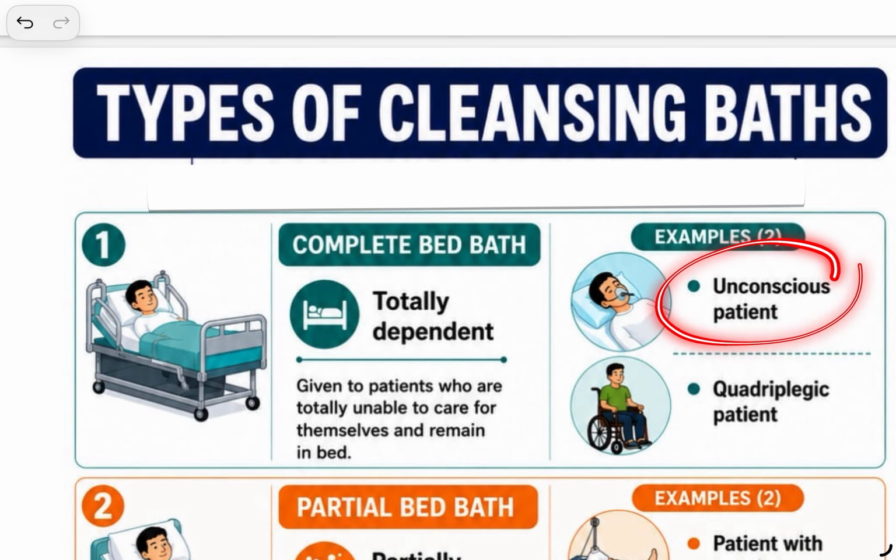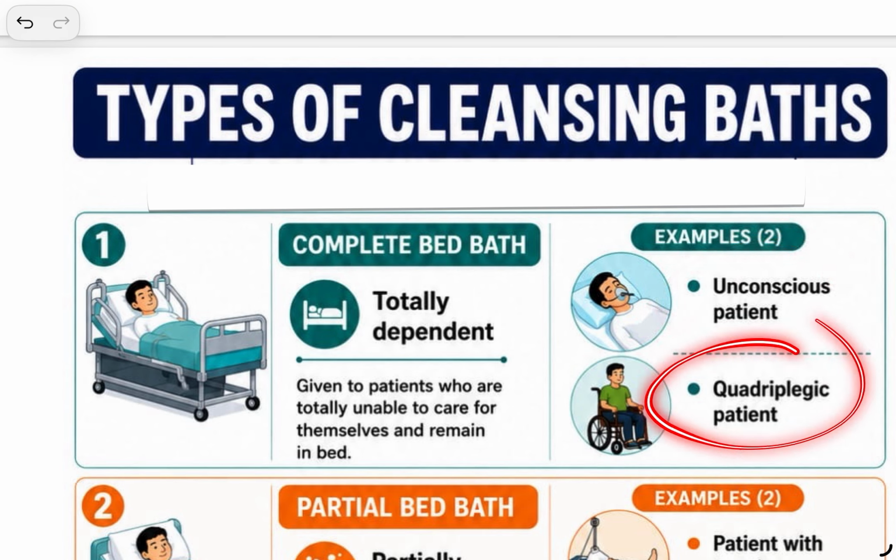For the unconscious patient, and for quadriplegia, which means the complete body gets paralyzed. Quadri means all four limbs, and also the axial body, the trunk, gets paralyzed. Which one is responding? Only the head, and it may or may not. That is called quadriplegia. Are you understanding? So we give this care to patients who are totally unable to care for themselves and remain in the bed only.